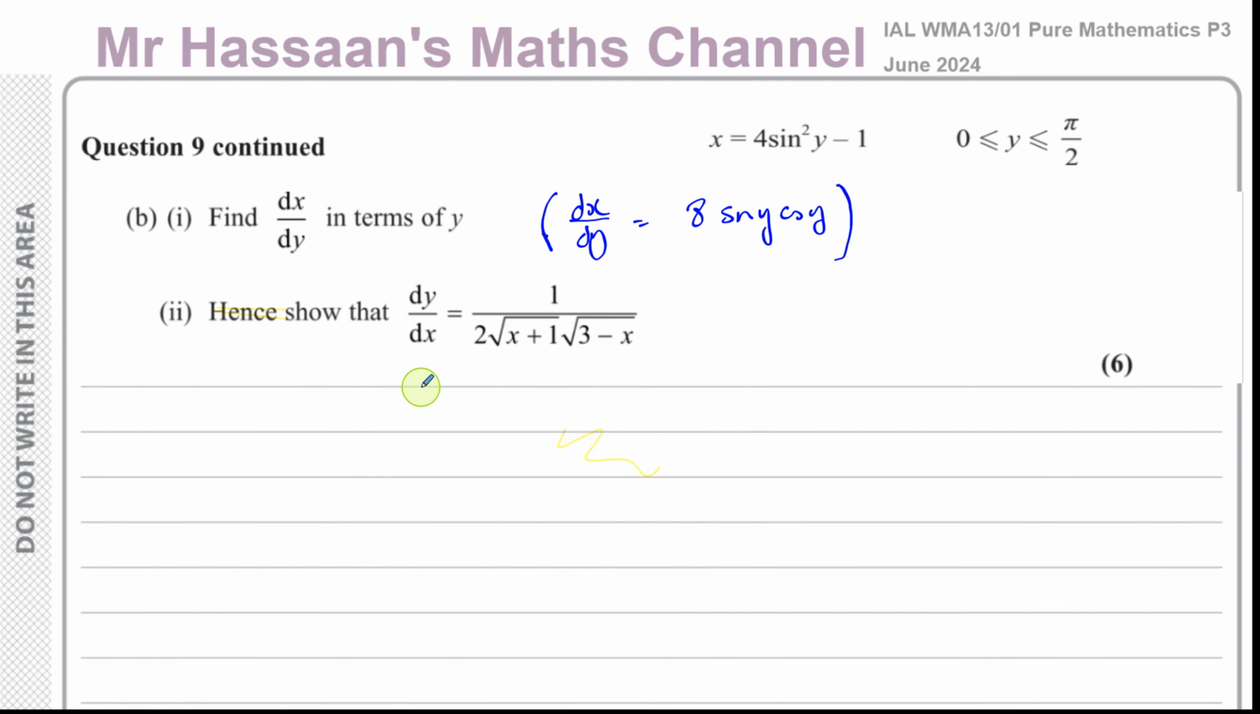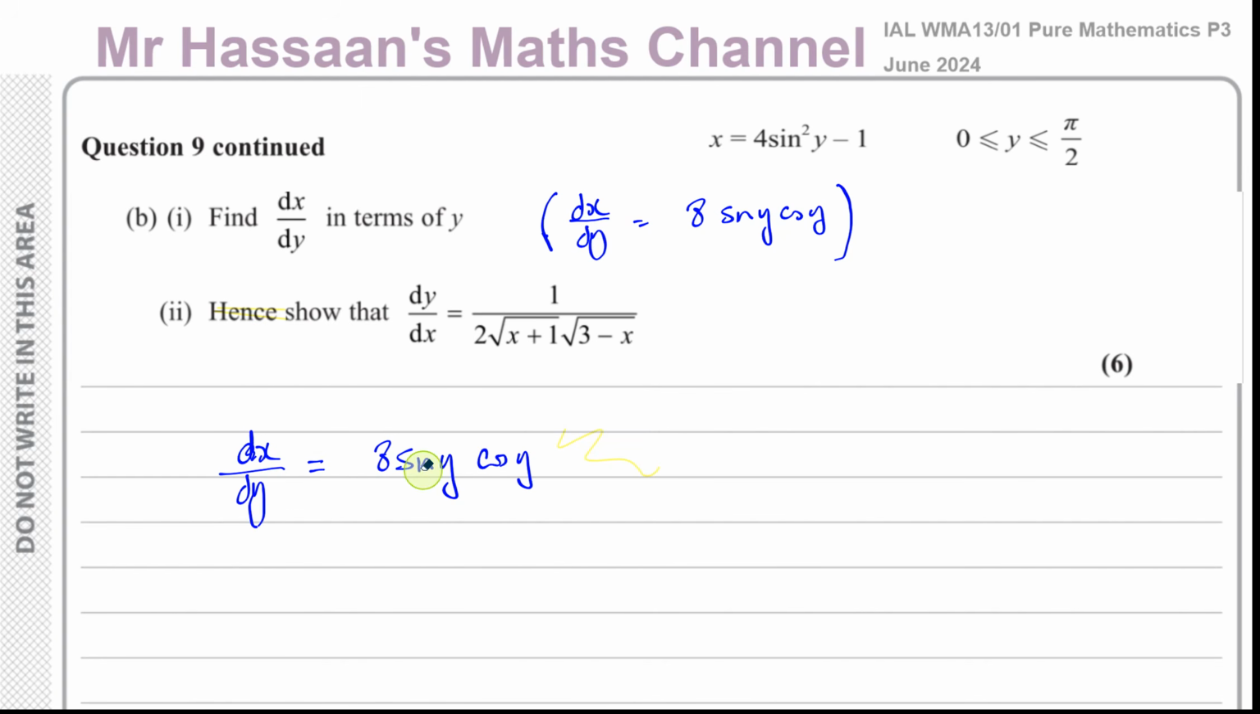Now we have dx/dy, which is 8 sine y times cosine y. We want to find dy/dx, so we can write this as its reciprocal. In fact, I'll keep it like this first. I'll try to make this look like that, and then I'll write it as the reciprocal at the end. So I need to rewrite sine y and cosine y in terms of x.